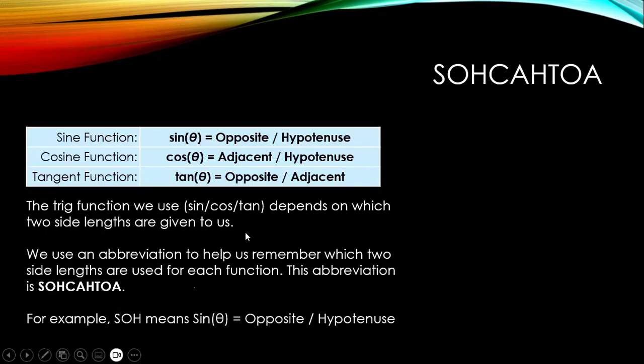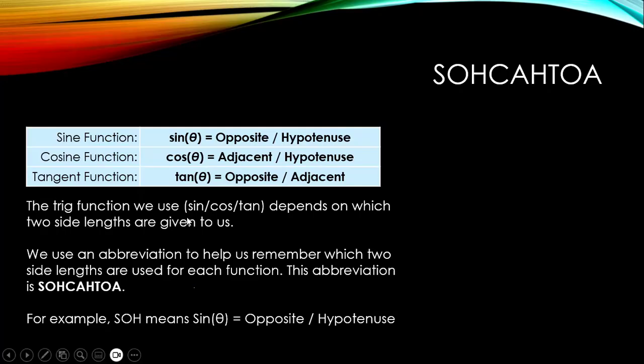And we're going to use this to be able to find the angles that we're looking for. So we have what we call SOHCAHTOA. Now the SO is your sine, and your sine is opposite over hypotenuse. Your cos is your adjacent divided by the hypotenuse, and the tangent is the opposite over the adjacent.